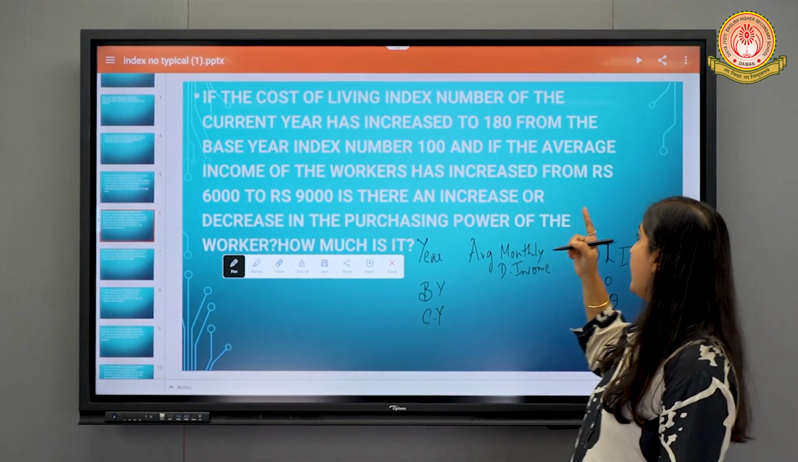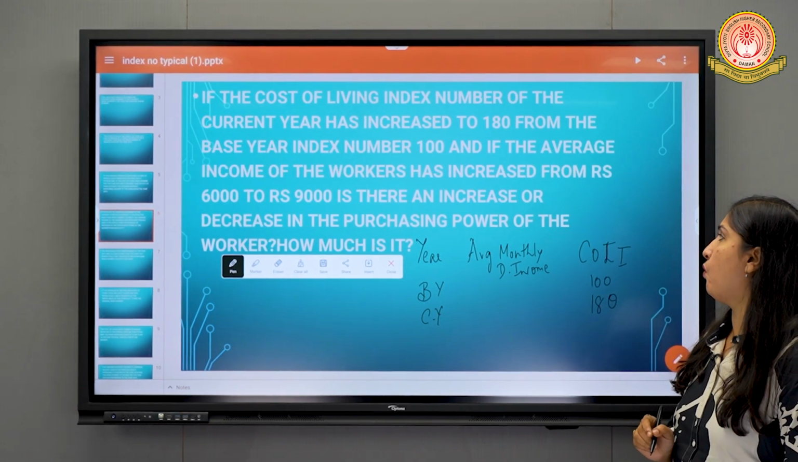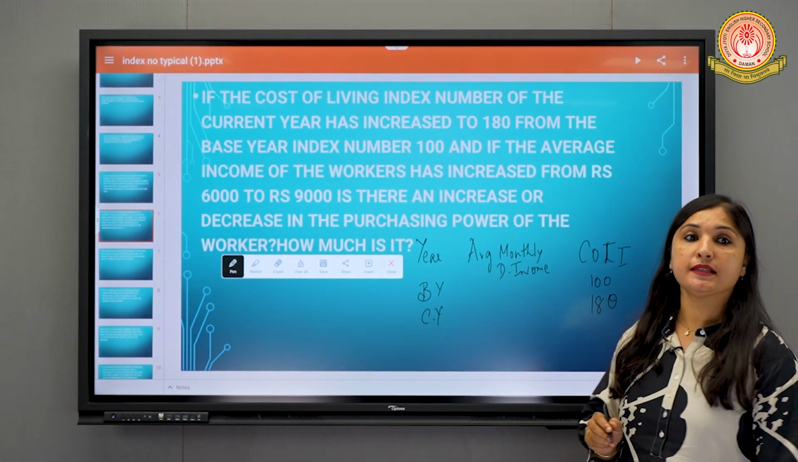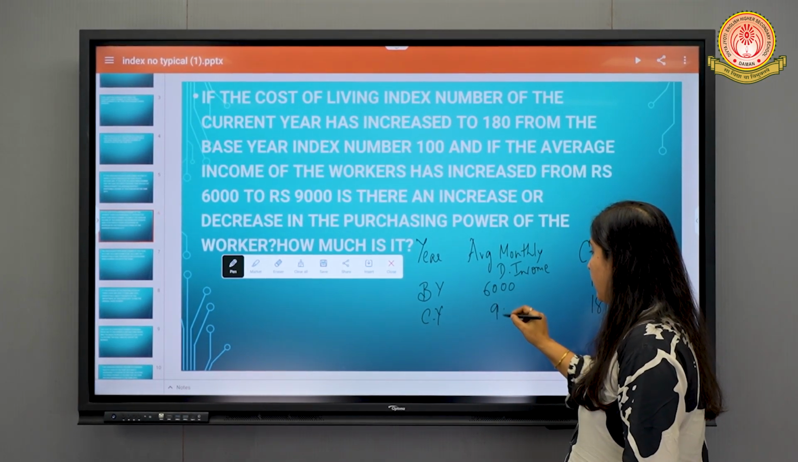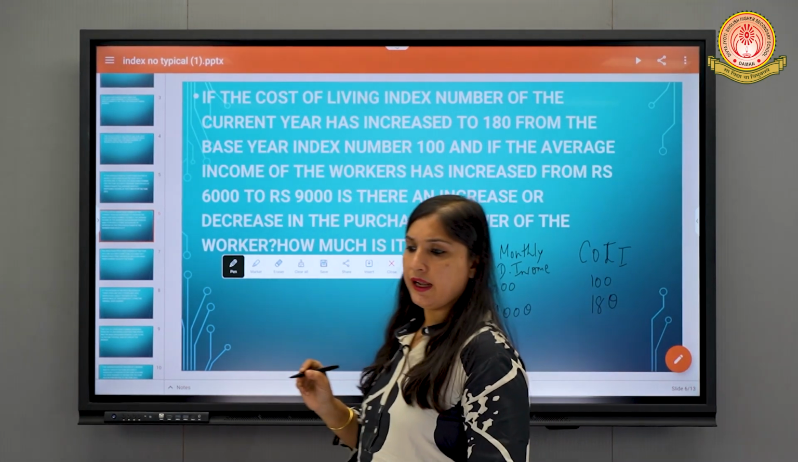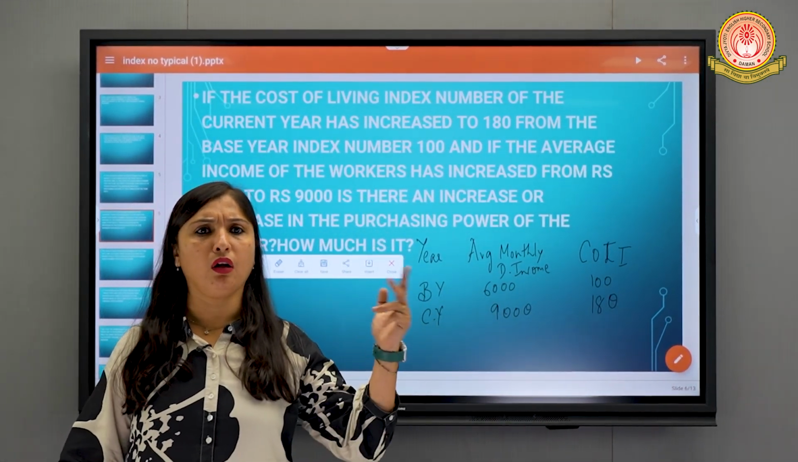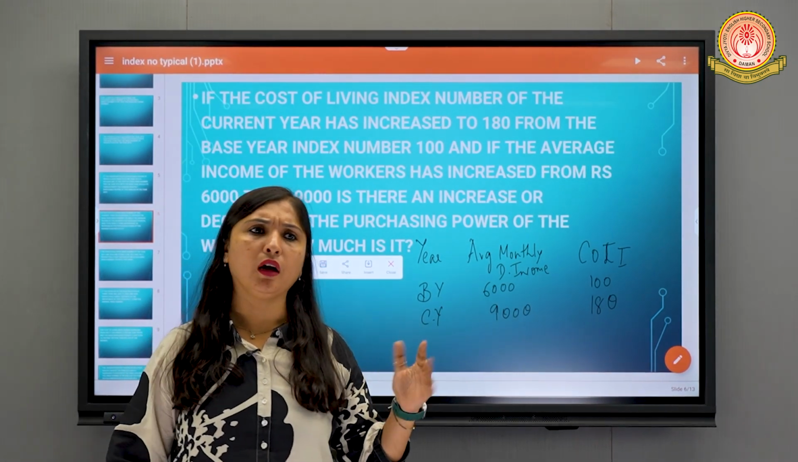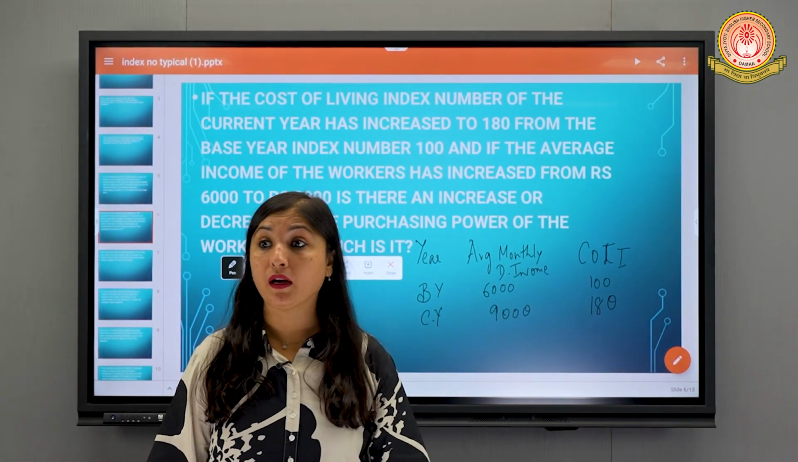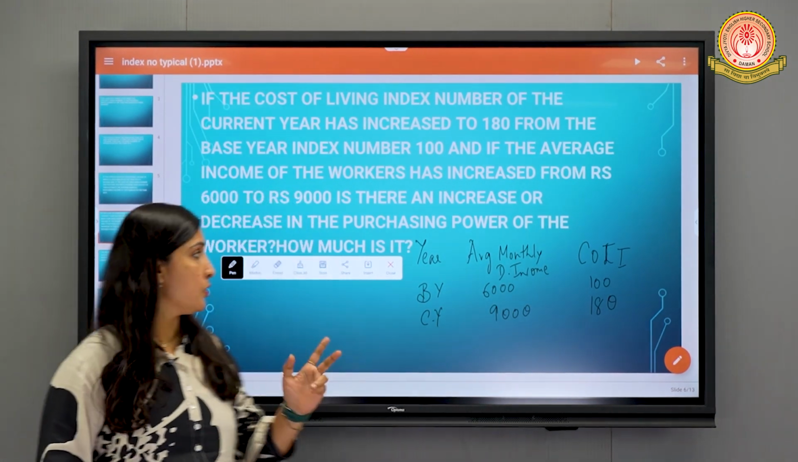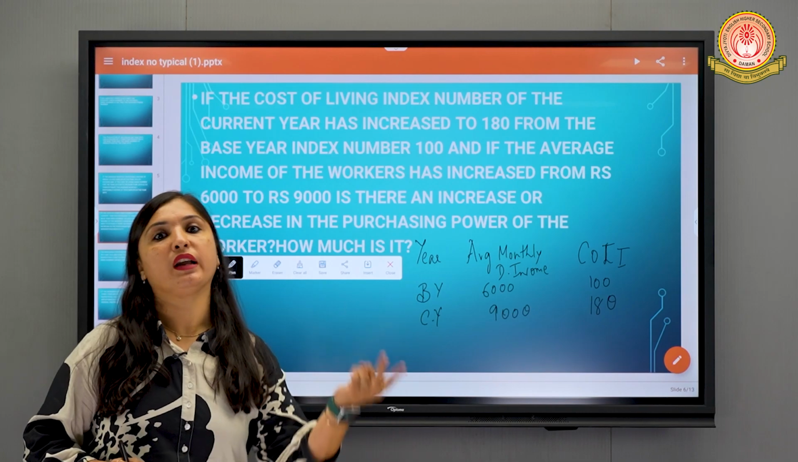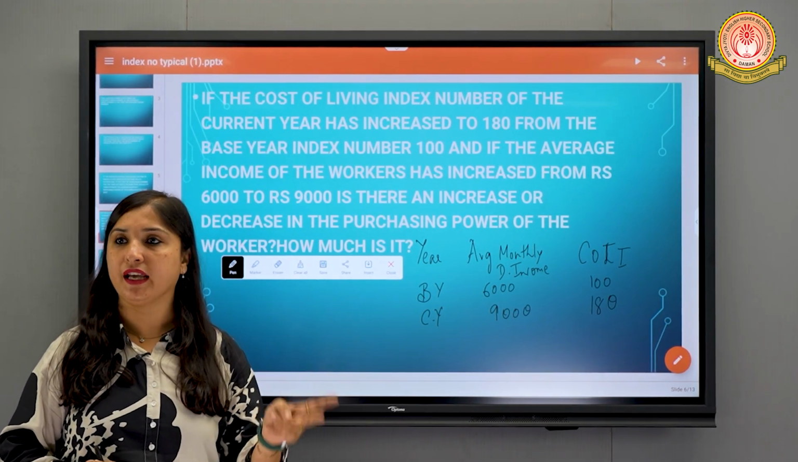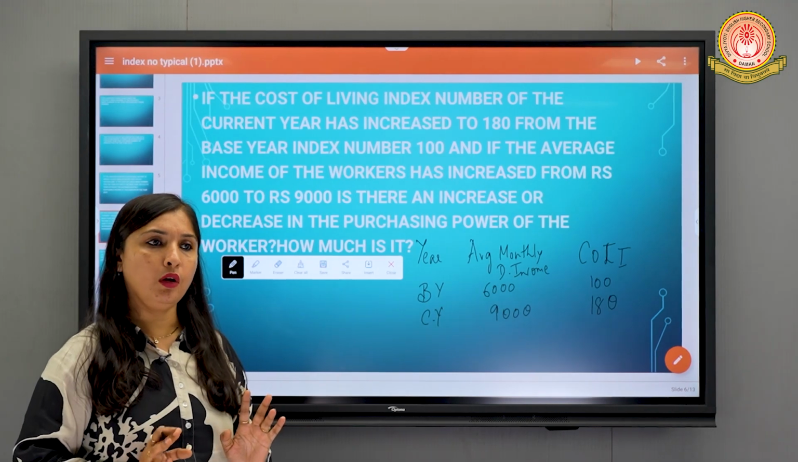Clear? Then, the average income of the worker has increased from 6,000 to 9,000. Now, can you see what I said? We would have given 3 of the columns and one thing has to be found. Here, everything is given. Now, you might be confused about what to find. So, let's read the question further. There is an increase or decrease in the purchasing power. So you have to find whether there is an increase or a decrease in the purchasing power, and what it is, that also we have to find.